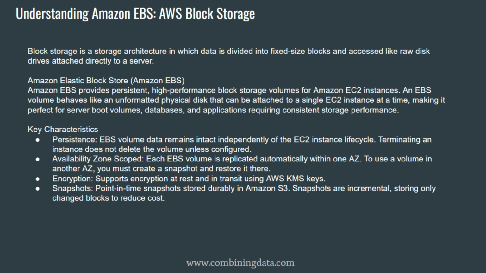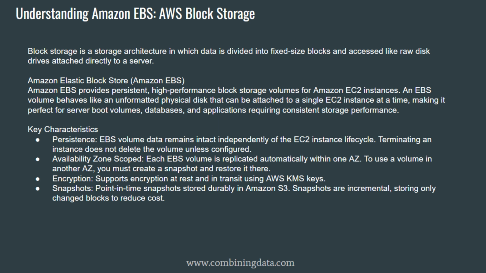When we talk about block storage in AWS, we're referring to a storage model that works very much like a traditional hard drive attached to a computer. Data is stored in fixed-size blocks, and the operating system sees this storage as a raw disk that it can format, mount, and use for low-level operations. This is very different from object storage, where data is accessed through APIs rather than mounted as a drive.